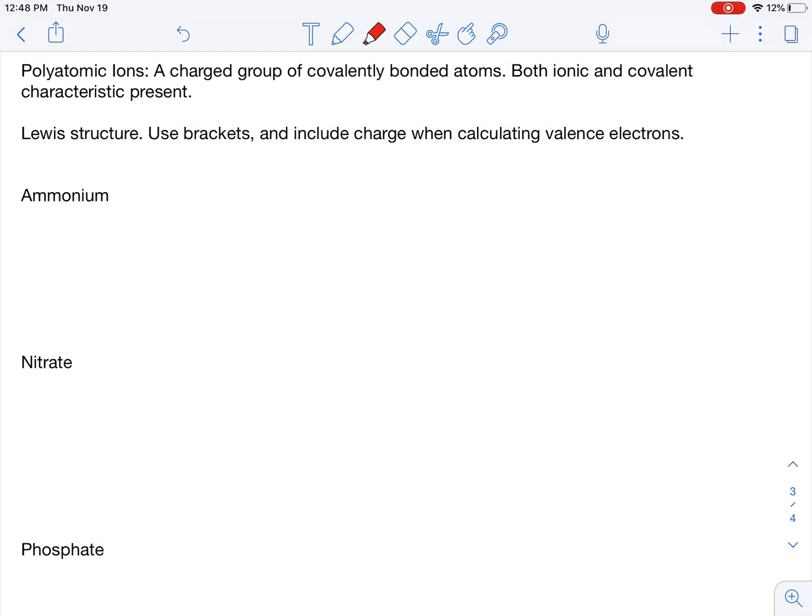Here's your lecture on polyatomic ions and specifically Lewis structures. As a review, polyatomic ions are a group of covalently bonded atoms. That means they are sharing electron pairs, and they have both ionic and covalent characteristics. In the Lewis structure, all we're going to be doing is adding a bracket around our structure. We're going to include the charge on the outside of the bracket, and we're also going to include the charge when we calculate our number of valence electrons present.